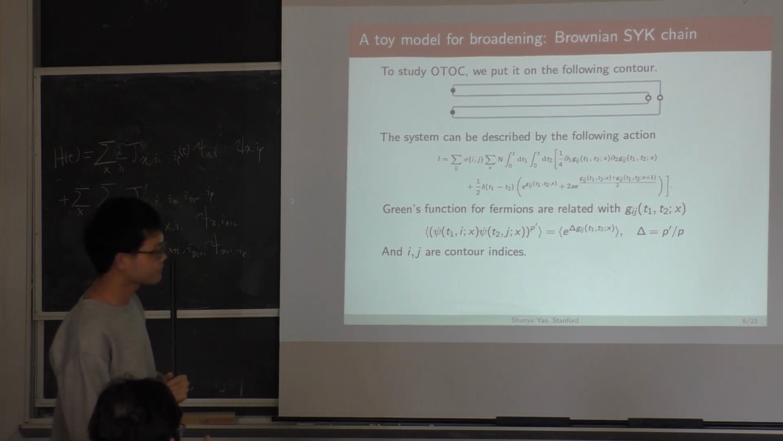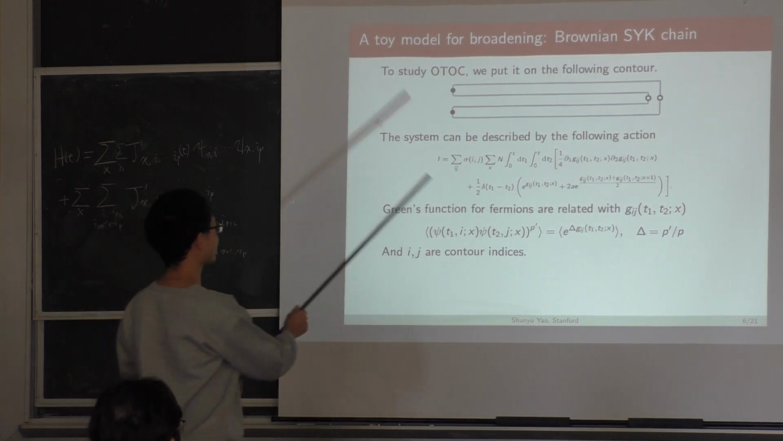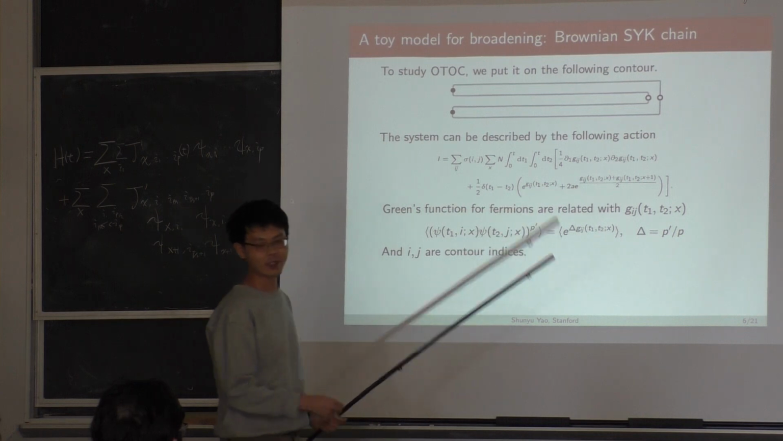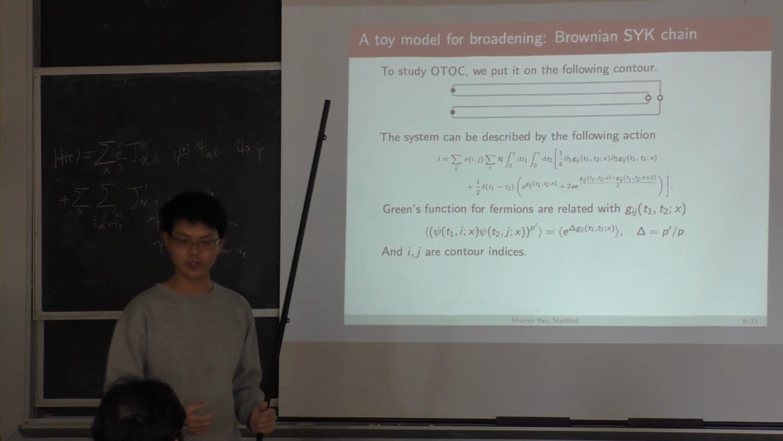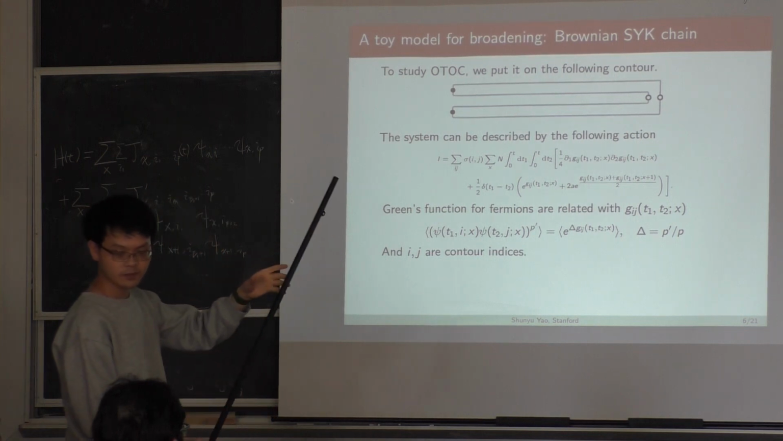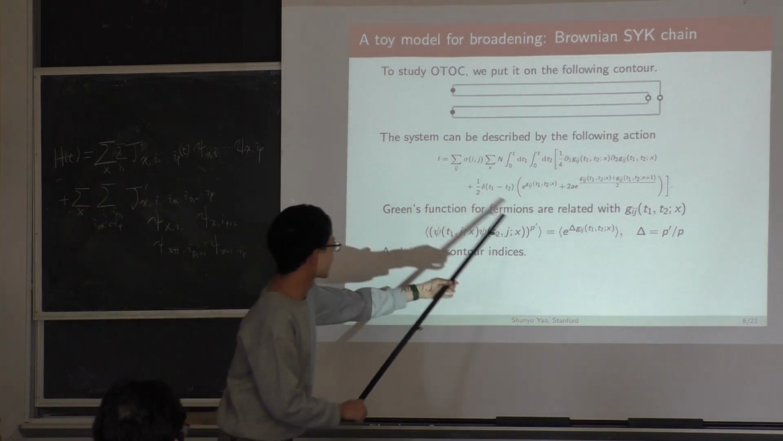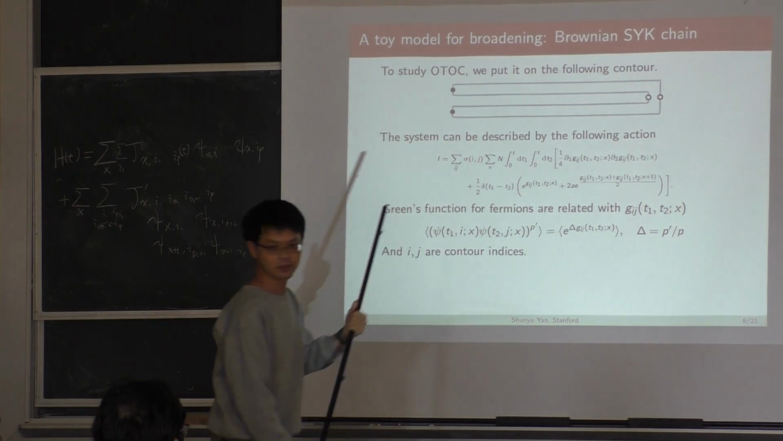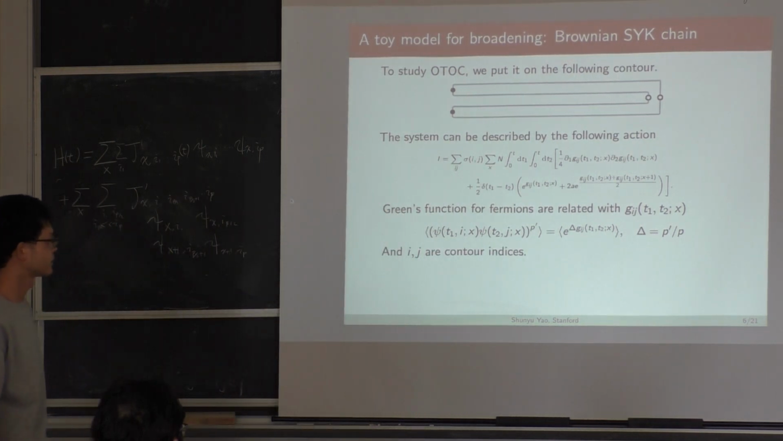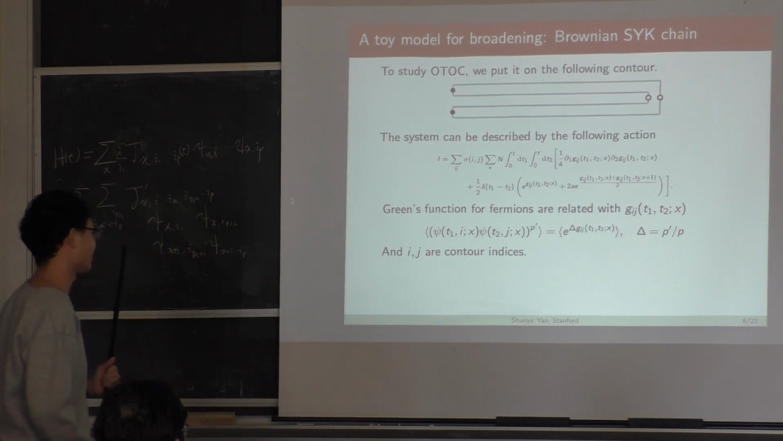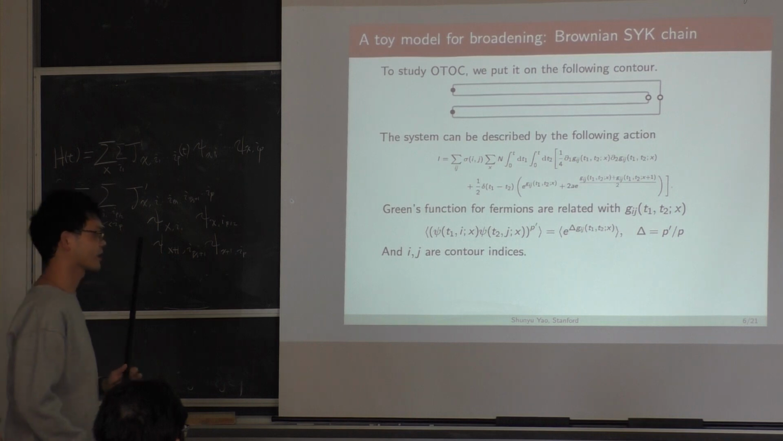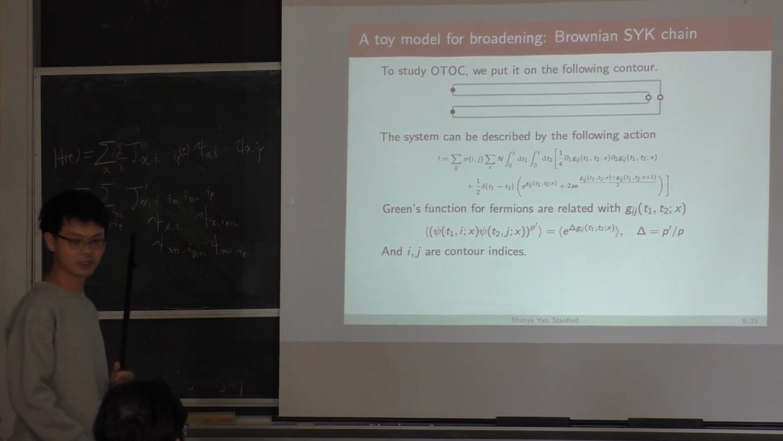So P prime is just the power of psi. Roughly speaking, P prime is the weight of the particle you want to calculate the two-point function for. So it's just a power here. I'm being a little bit tricky here. So it's actually a two-point function with conformal weight P prime over P.